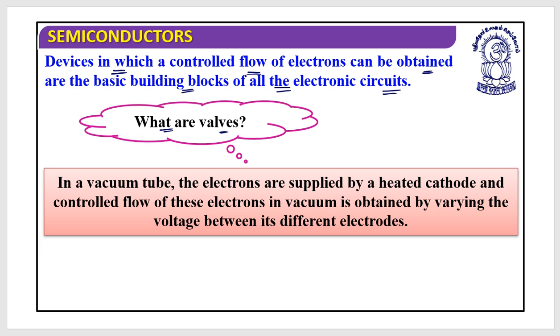In a vacuum tube, the electrons are supplied by a heated cathode, and the controlled flow of these electrons in vacuum is obtained by varying the voltage between its different electrodes. So this is how vacuum tubes and electrodes, the previous versions of semiconductor diodes and transistors, were working. Now what are the limitations?